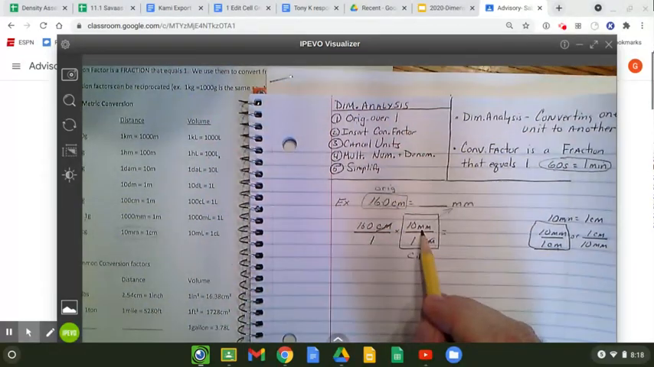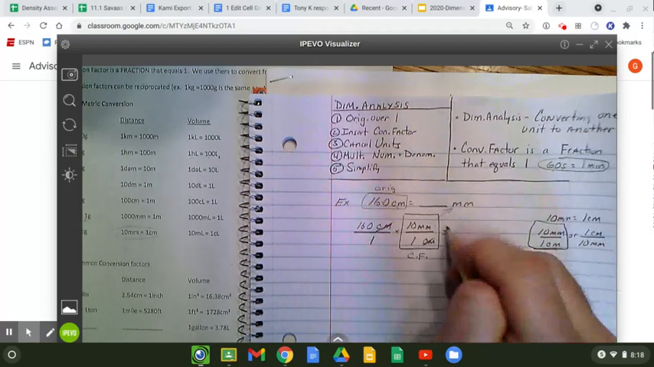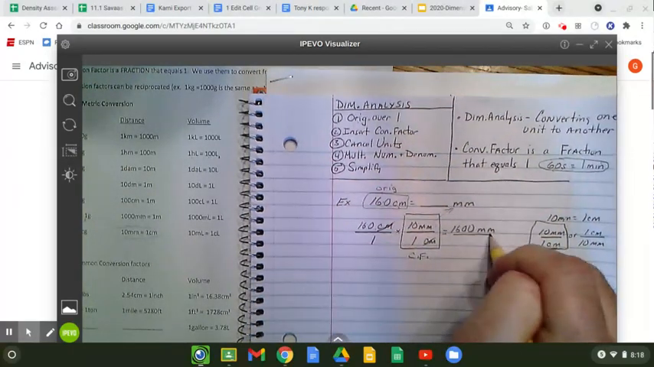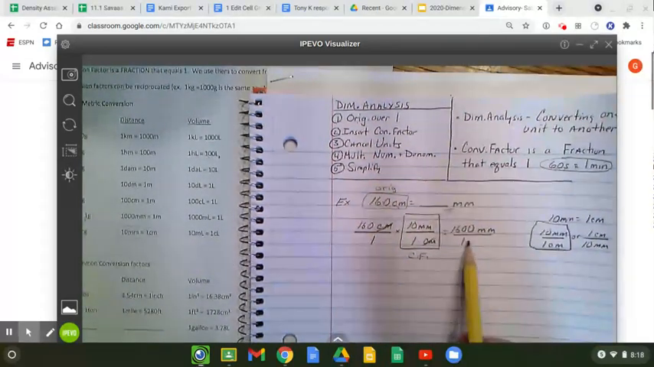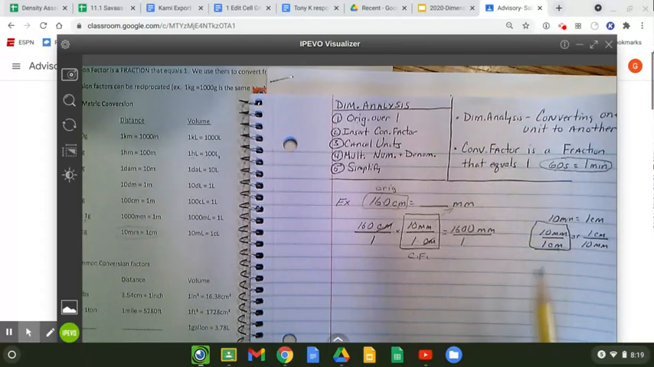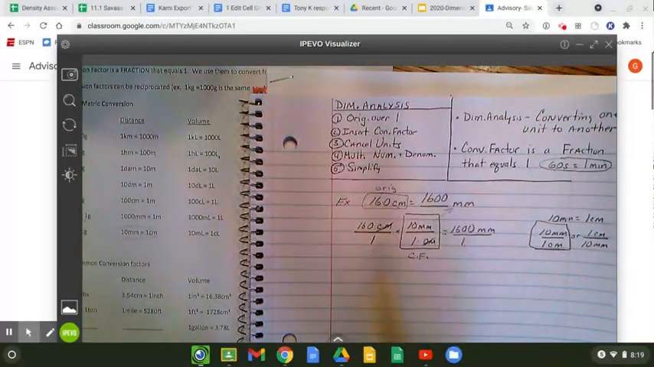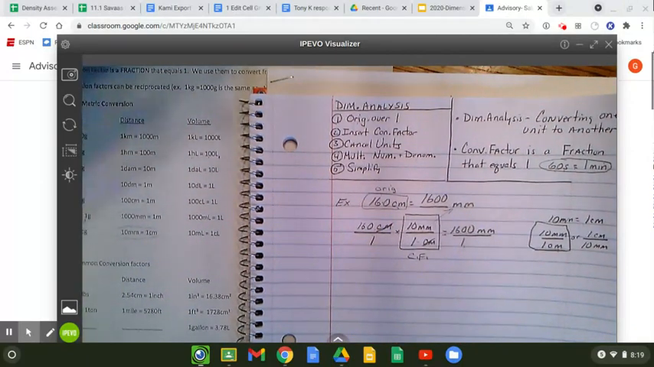So now that I have that established, I go to step 4, multiply numerator and denominator. 160 times 10 is 1600. And then 1 times 1 is 1. Now I just simplify that. 1600 divided by 1 is 1600. So 160 centimeters equals 1600 millimeters.